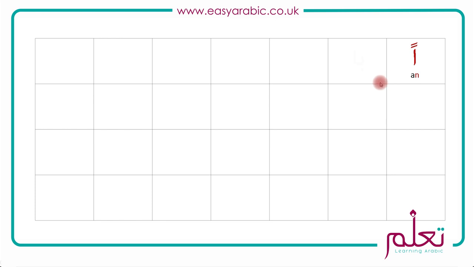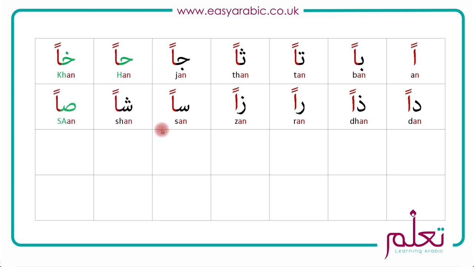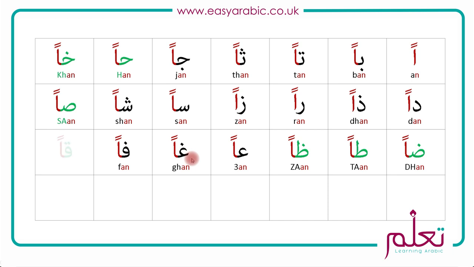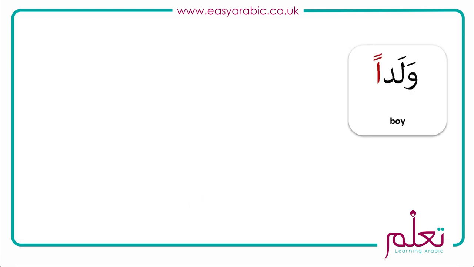So first one is alif, an, ban, tan, than, jan, han, khan, then dan, ran, zan, san, shan, san, dan, tan, zan, an, ghan, fan, qan, kan, lan, man, nan, han, wan, and yan. Okay? So what we're going to do now is go through and practice some of those words.